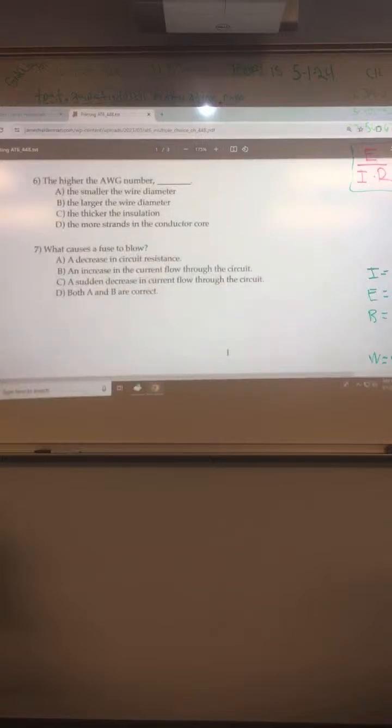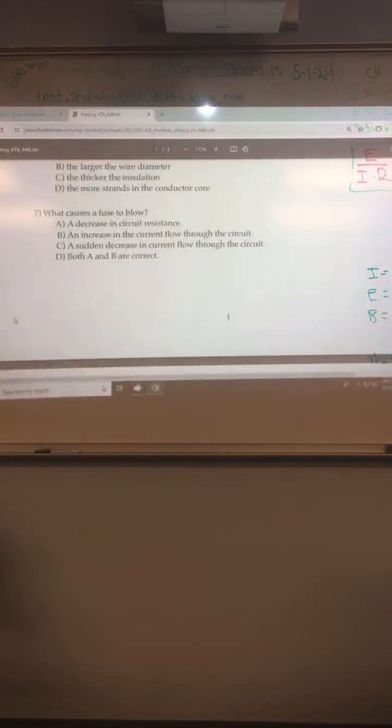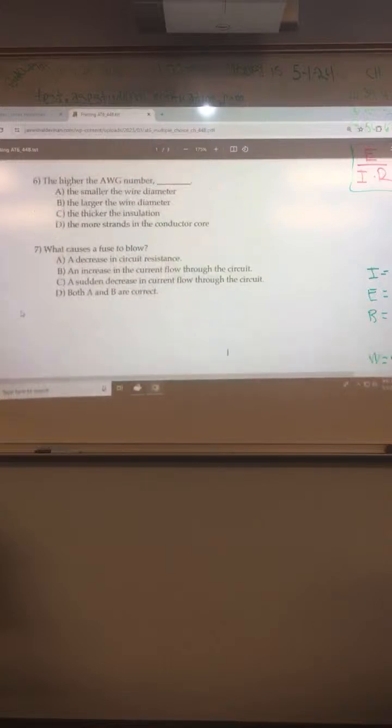6 is A. The higher the number, what? Smaller the wire. Okay, it's backwards from what you probably think. Big number, small wire. Low number, big wire. Number 7 is what? D. What causes a fuse to blow? A decrease in circuit resistance and an increase in the current flow through the circuit.